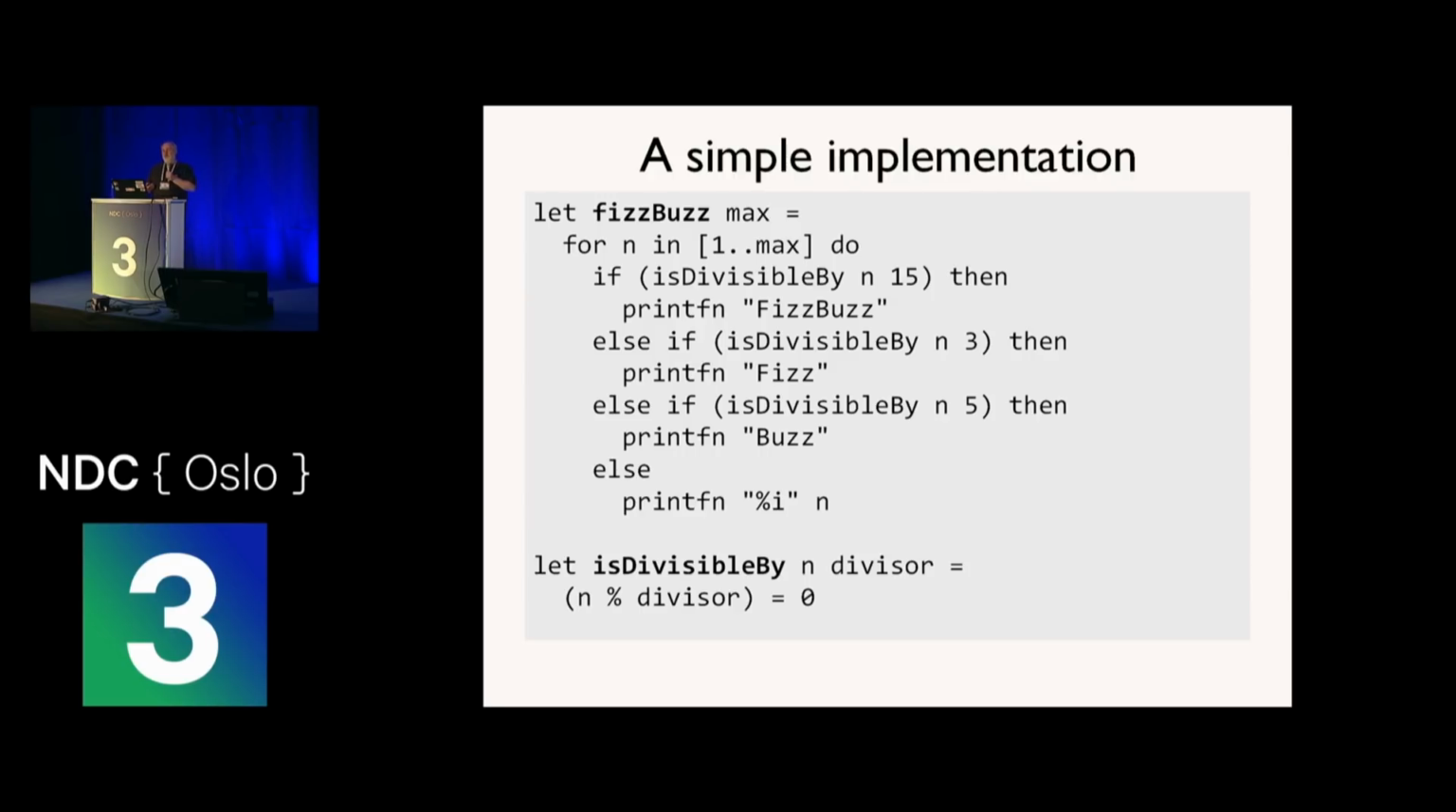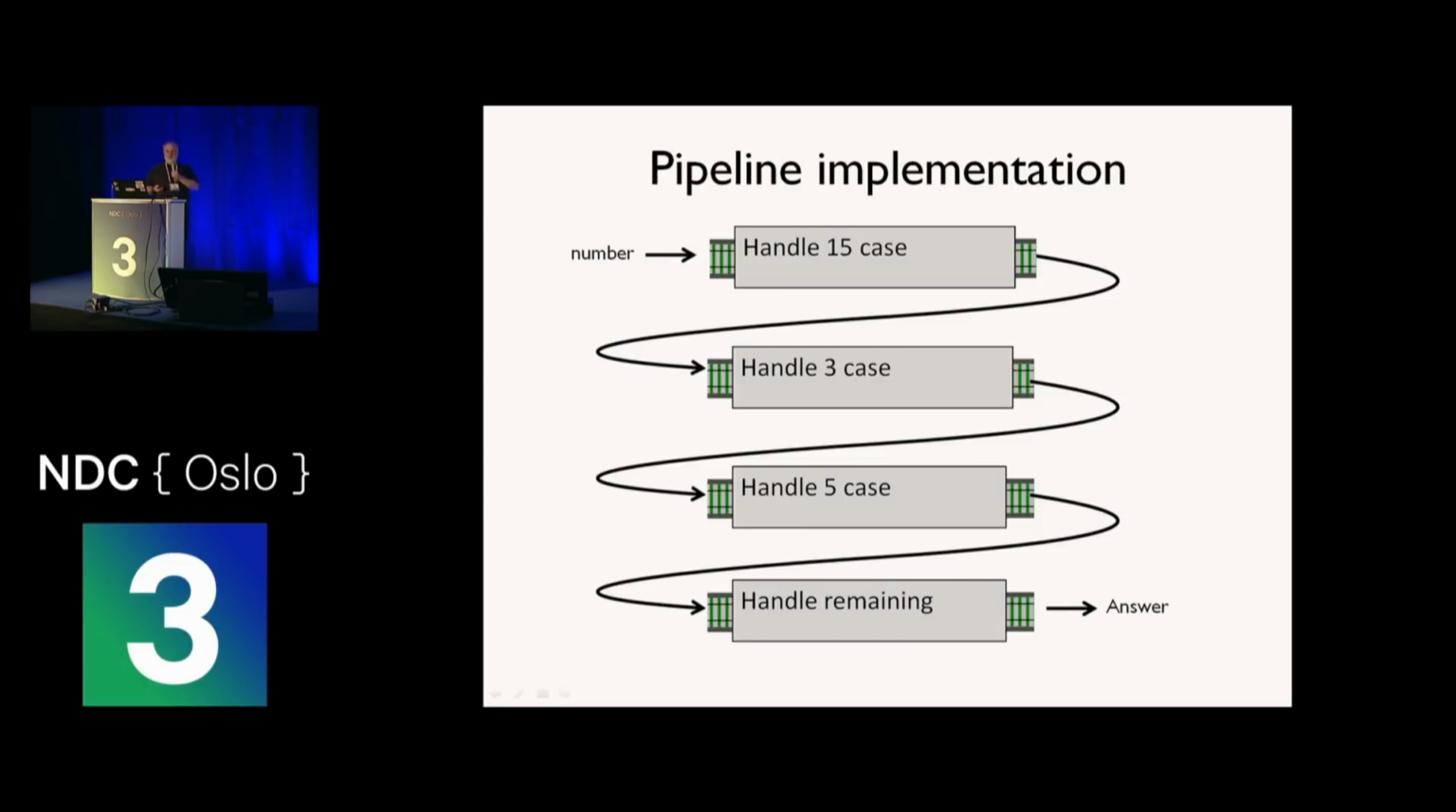Well, this is a perfectly good implementation, but it's not good enough for us today because I want to do it in a different way completely. I want to make it a lot more complicated. And the way I'm going to make it more complicated is I'm going to use a functional approach using a pipeline. So we're going to have all these little bits of track, and each one does one case. We're going to handle the 15 case, the 3 case, the 5 case, and anything that we didn't handle will be the final remaining case.